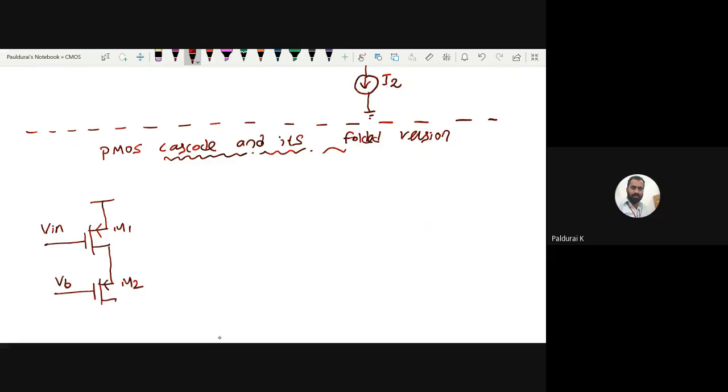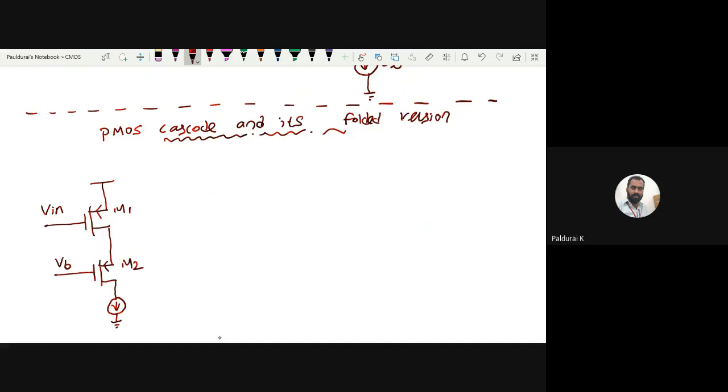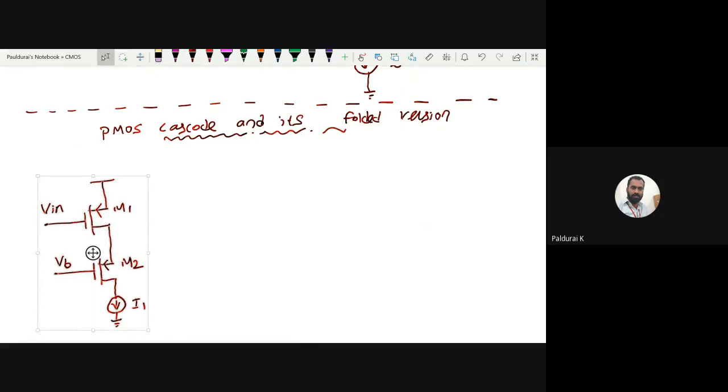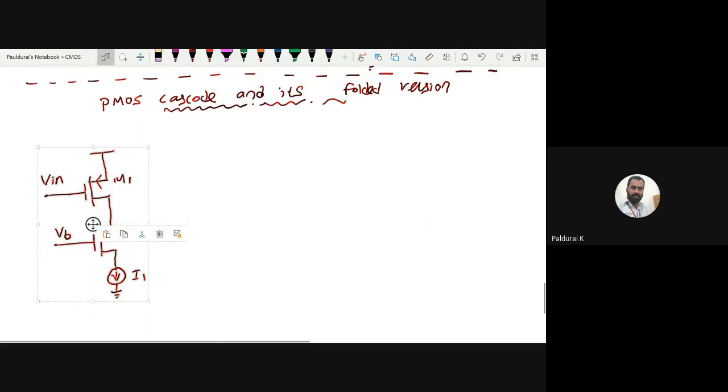Here, assume I have an ideal current source. Take this as I1. Okay, can you feel the difference between the NMOS and the PMOS cascode amplifier? This one we already know how to sketch. Now coming to its folded version. This time, how will you make the folded version?